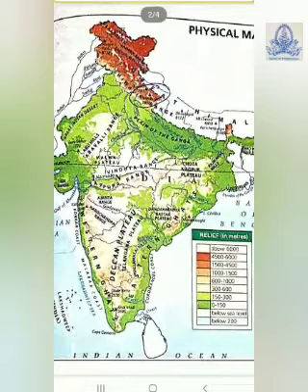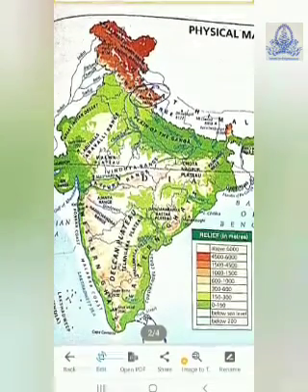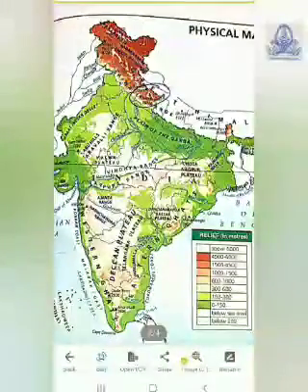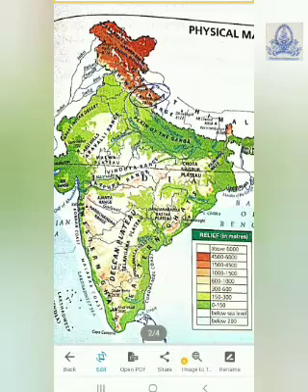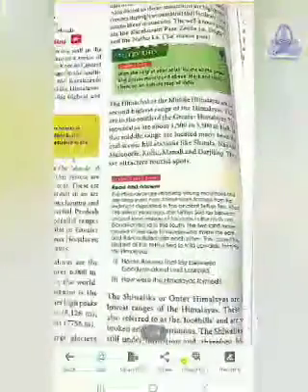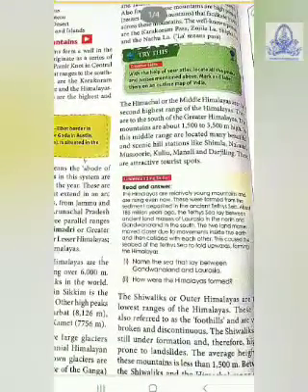And in the middle ranges, the most beautiful hill stations are located. In between these two mountain ranges, hill stations like Shimla, Nainital, Mussoorie, Kulu Manali, Darjeeling, all these places are located, and this is an attractive tourist spot also.